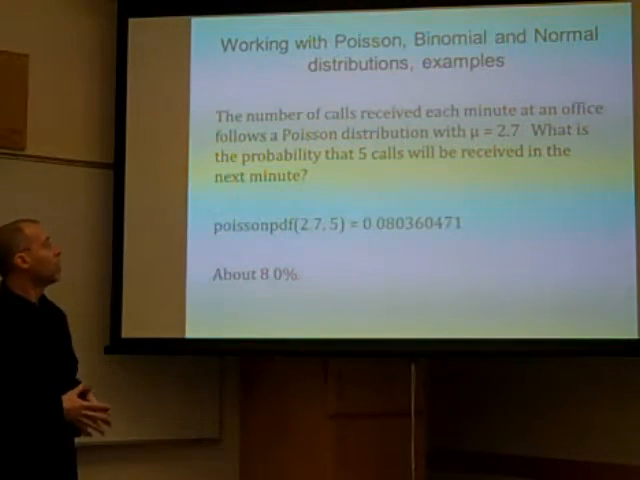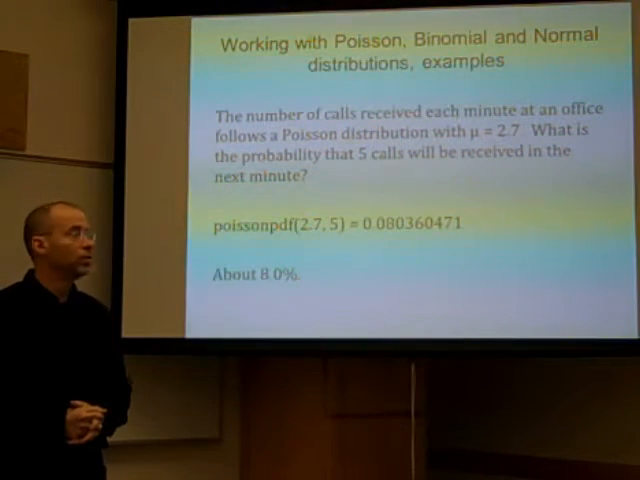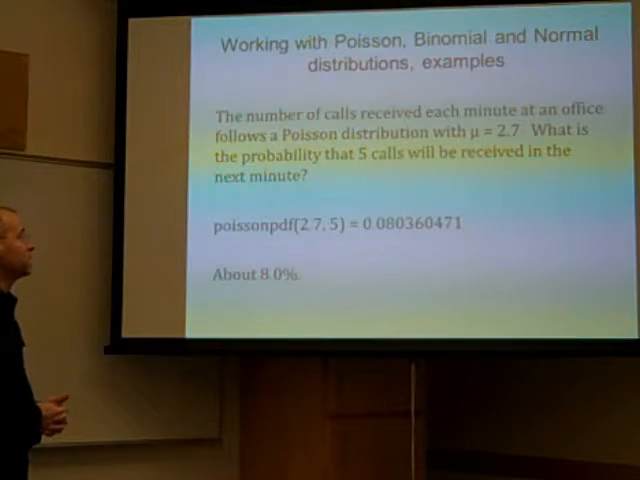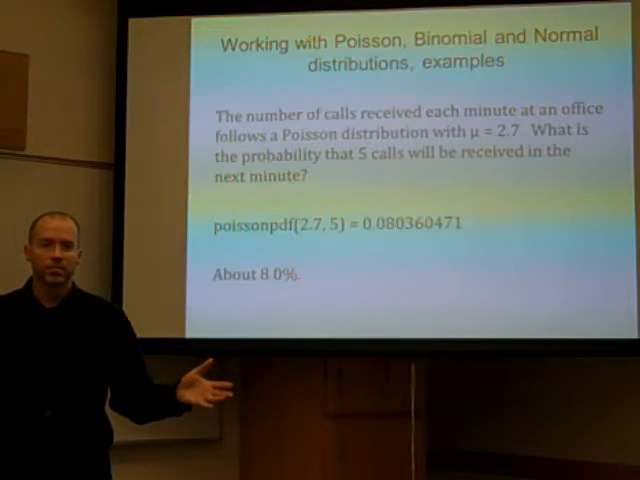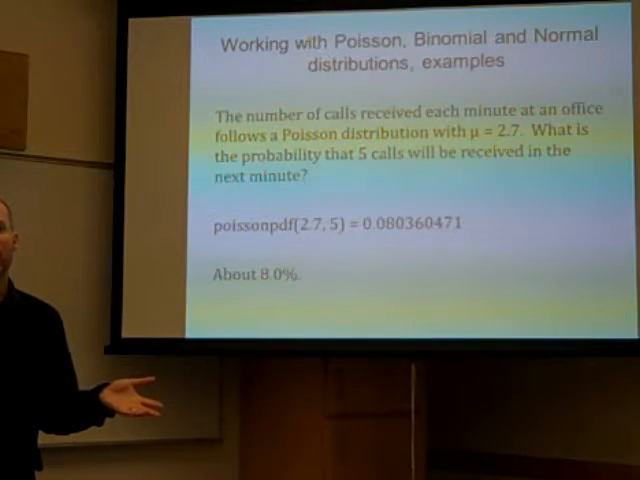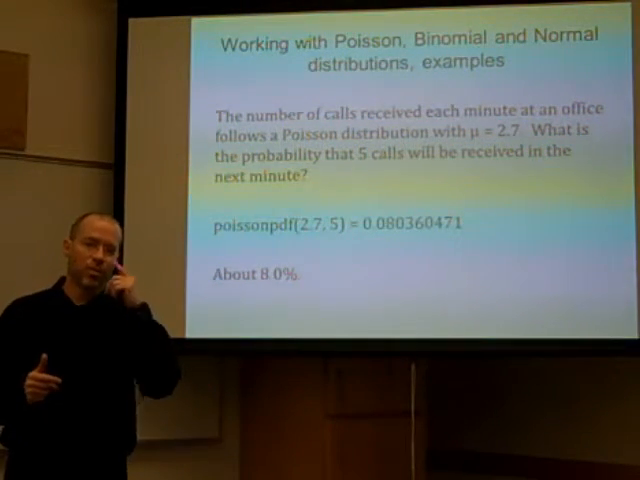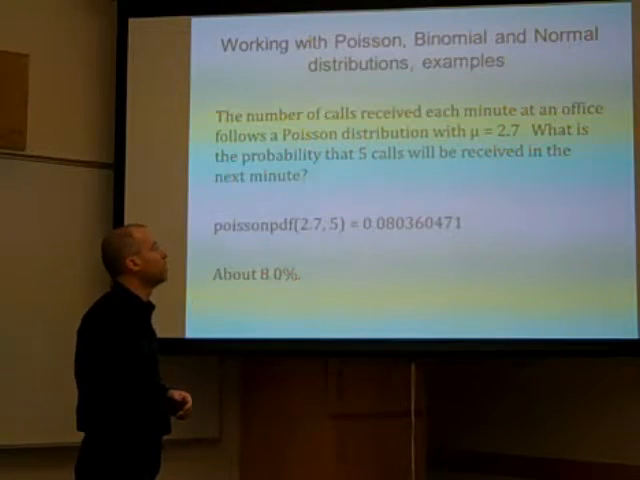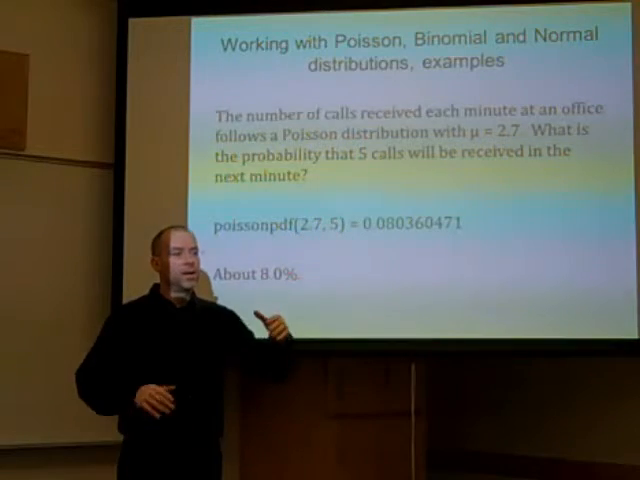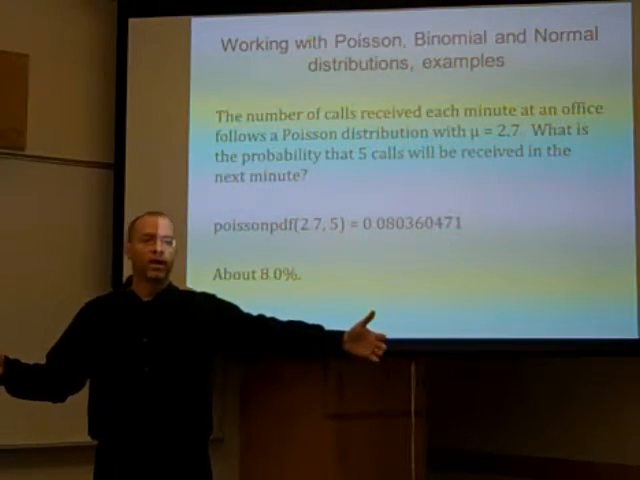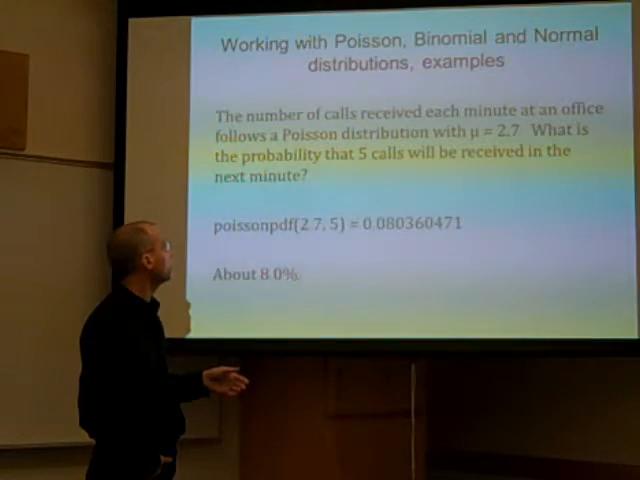So here's an example. The number of calls received each minute at an office follows a Poisson distribution with mu equal 2.7. So really what that means is that if you look at a whole lot of minutes and count up the number of calls that come in each of those minutes, the average is about 2.7 calls per minute, okay? And because those are scattered in time, more or less randomly, this is a situation where we might anticipate that a Poisson model would work.